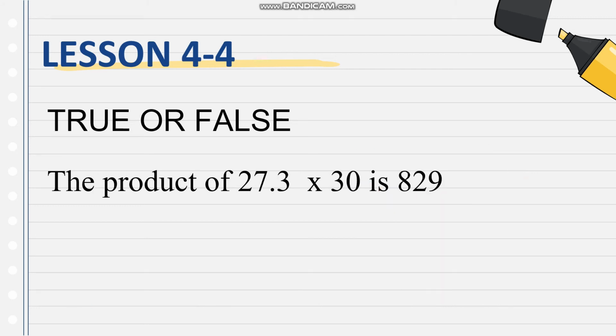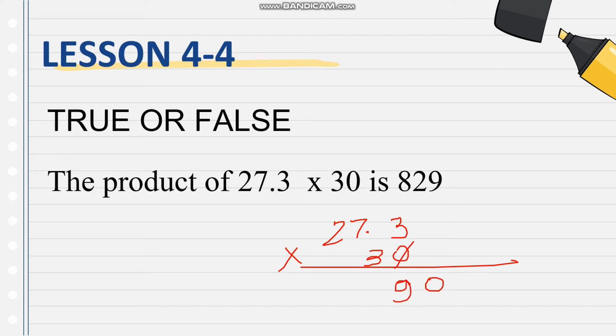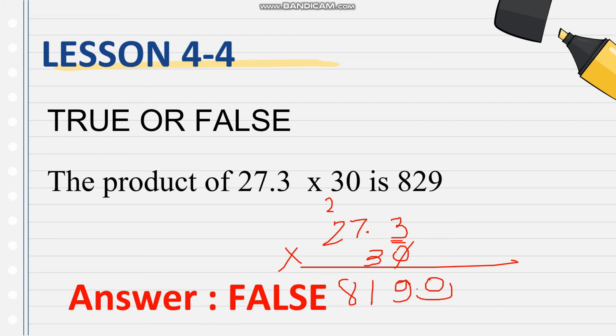Next, the product of 27.3 multiplied by 30. Is that 829? So let's multiply. So we need to cancel the 0 and put it into the product. 3 times 3 is 9. And 3 times 7 is 21, regroup 2. 3 times 2 is 6 plus 2 is 8. Then how many decimal places? We have 1. So the answer is 819, not 829. That's why the statement is false.